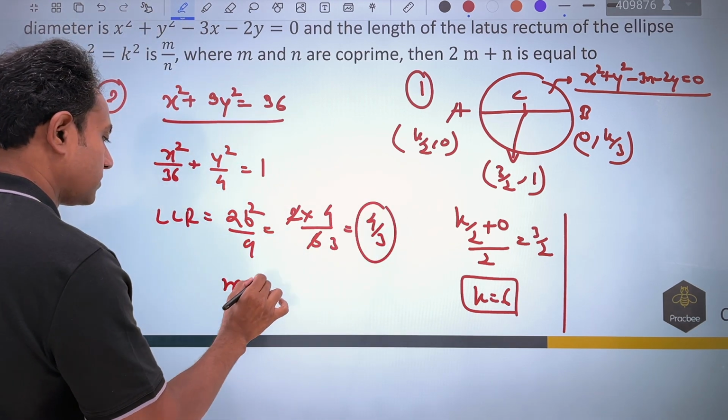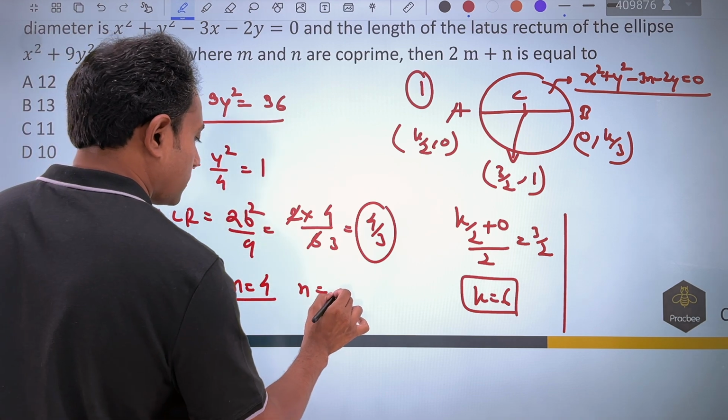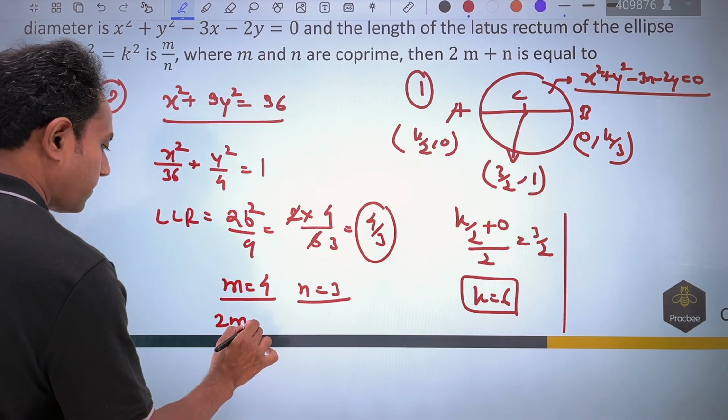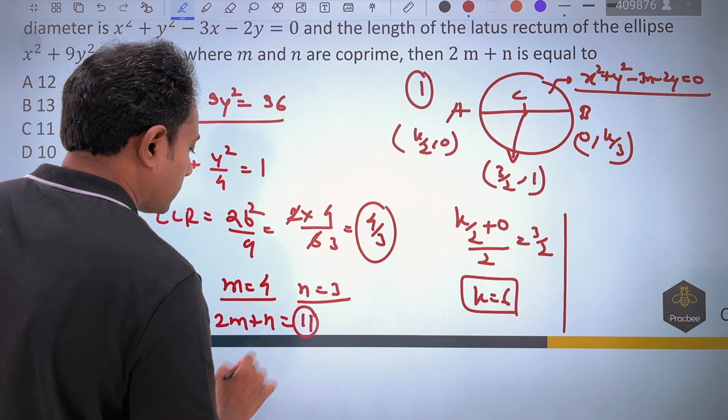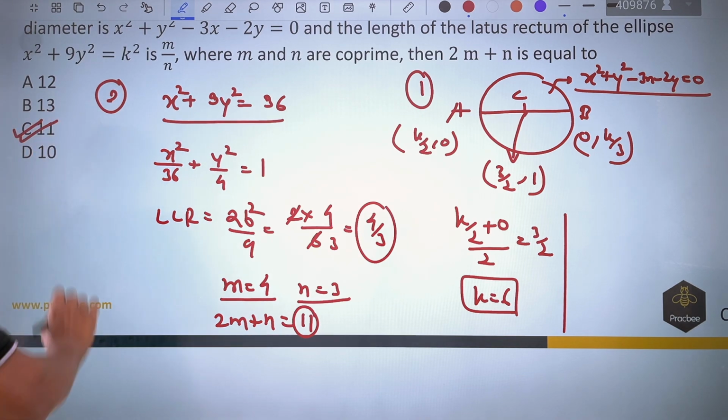So the answer becomes 4 by 3. So the value of m is nothing but 4, and the value of n is nothing but 3. So twice of m plus n will be equal to 11. If you check, option C matches.